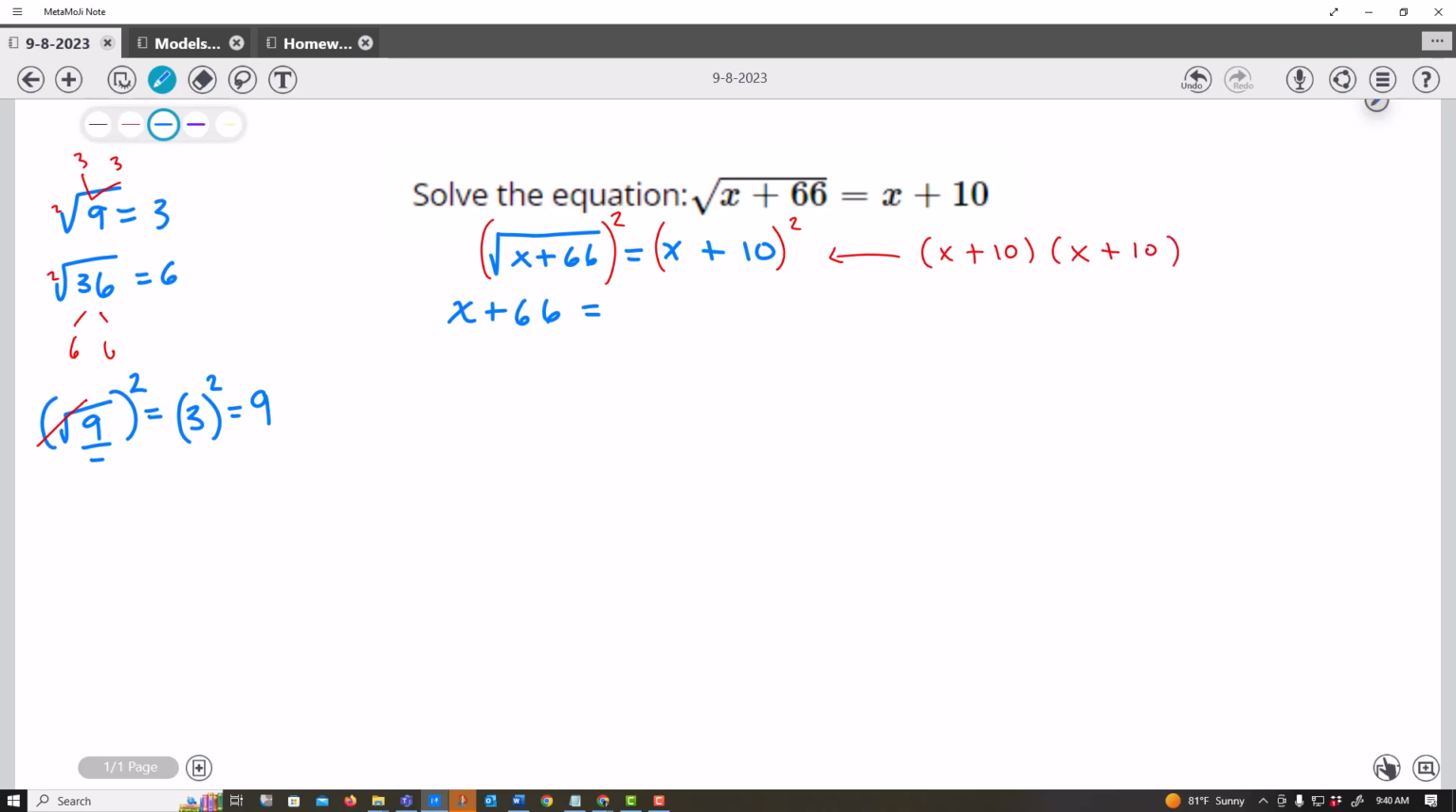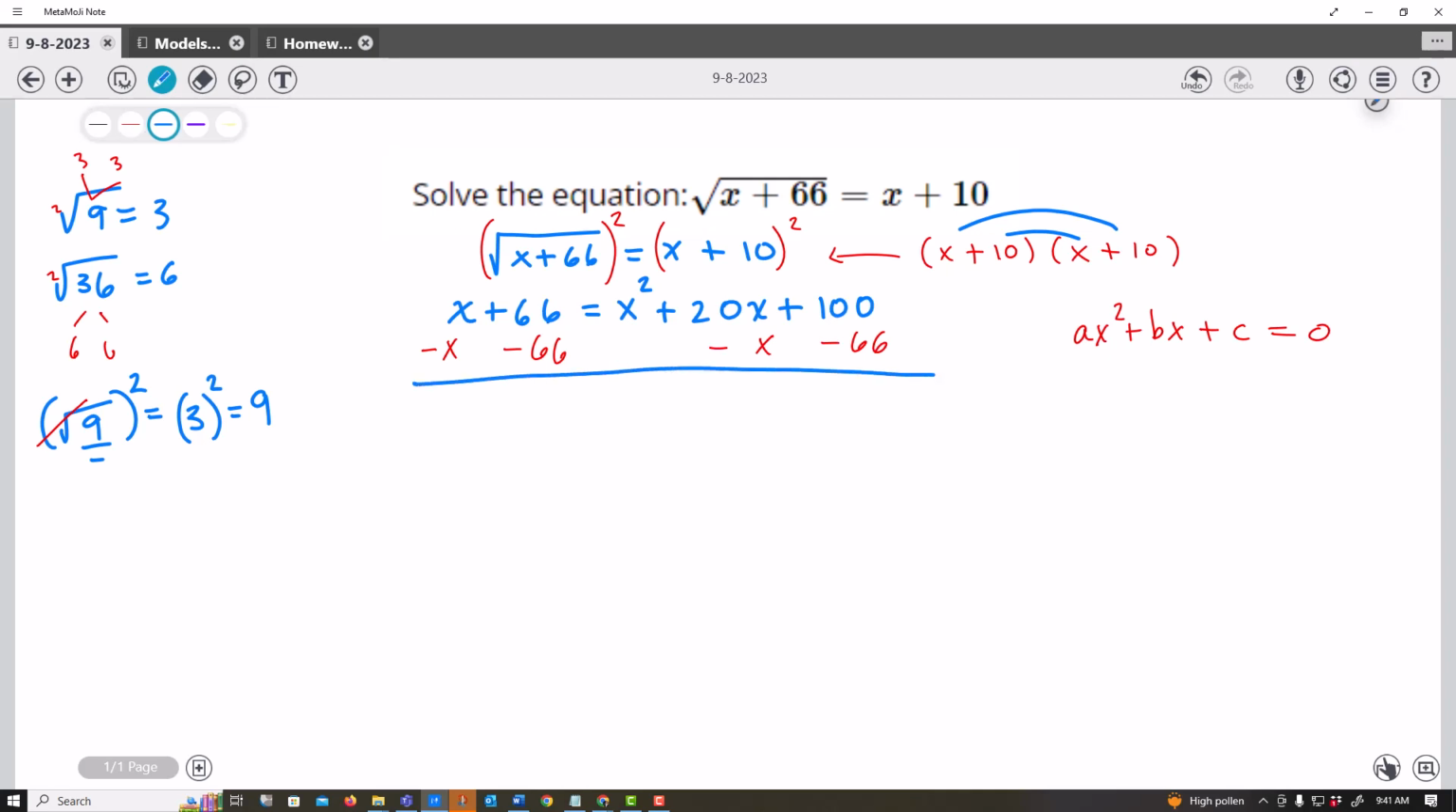So be sure you understand that's FOIL, so that's x squared plus 20x, when you do those two terms there, and then 10 times 10 I believe is 100. Now since I see an x squared there, this tells me this is a quadratic equation. So I want to move everything to one side, and I'll do that in this next step. I want to move everything to one side so it gets that quadratic look.